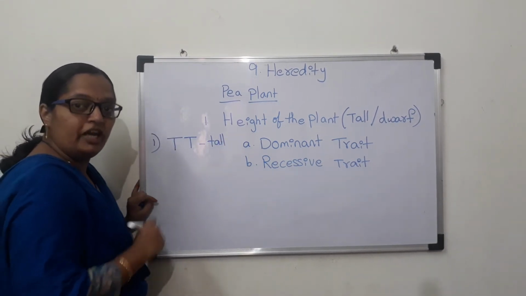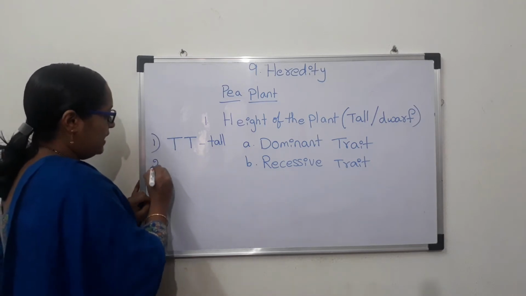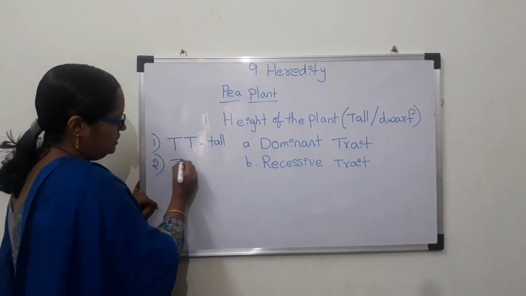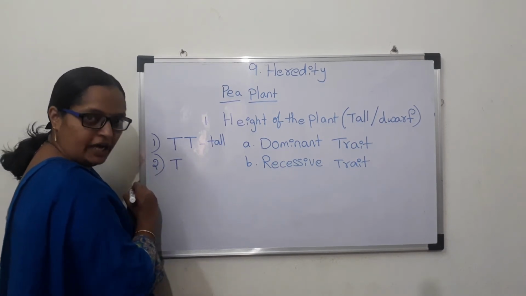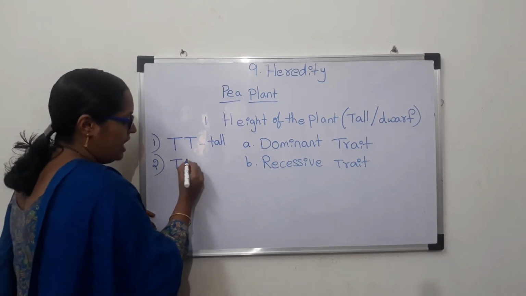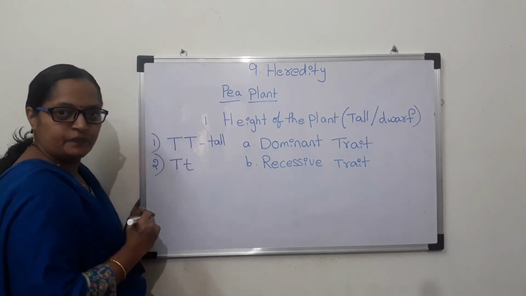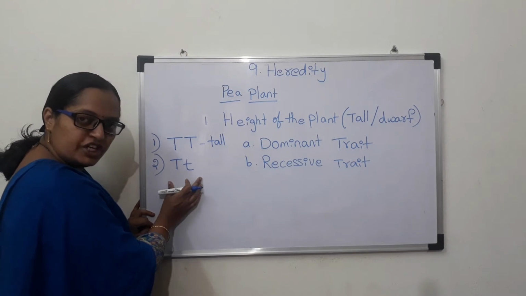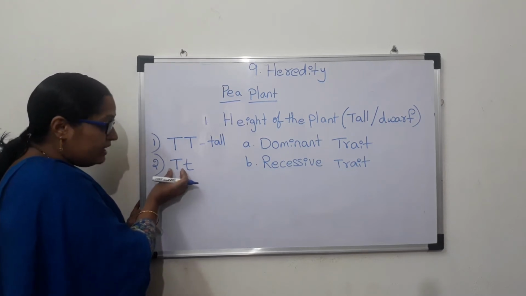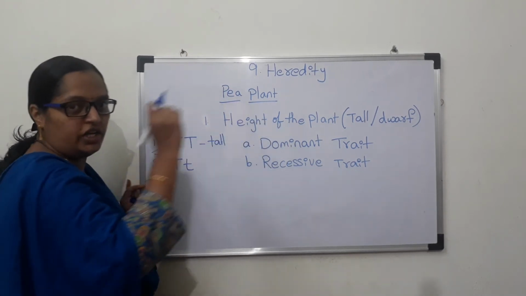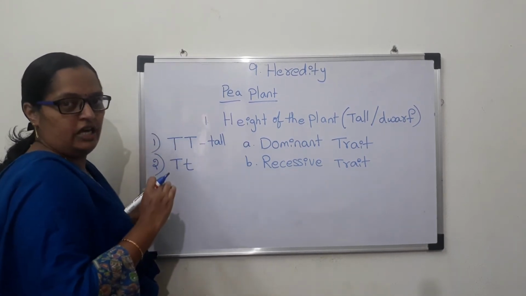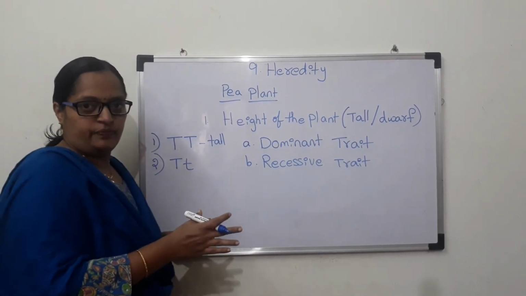Then the plant will be taller. Then the second type of gene combination. Sometimes the gene combination in the plant is one capital T and another one small t. Capital T, small t. In this type of gene combination, capital T is the dominant gene and small t is the recessive gene.